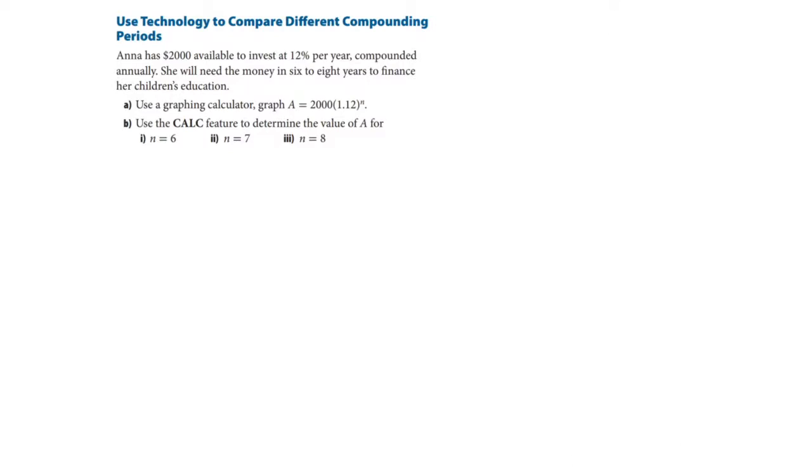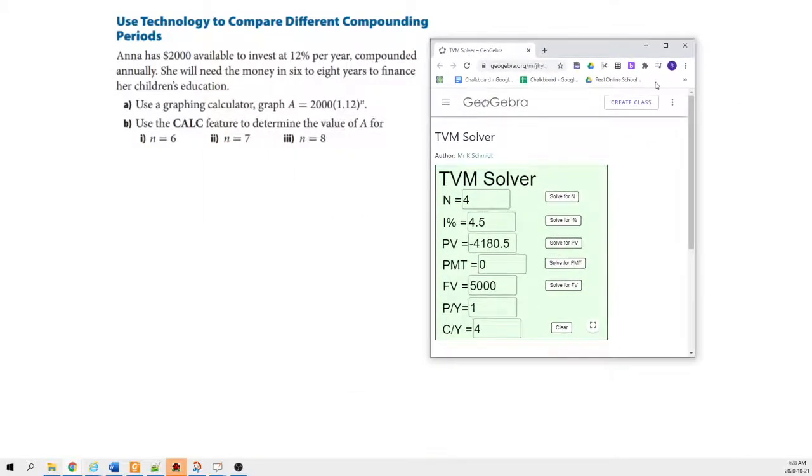Okay, so using the TVM solver now, how much money would she have after 6 or 7 or 8 years? So if we want 6 years, we're going to set n to 6. Interest rate is 12%. The amount of money that we're investing is $2,000. It's negative because we are taking it out of our wallet and putting it into the bank. And we want the future value or amount. So we get $3,900 and change.